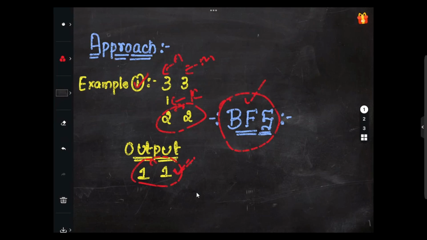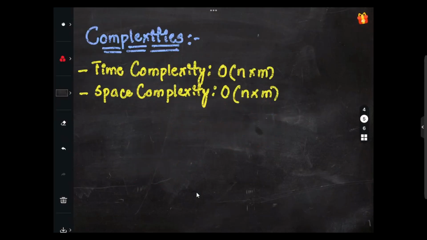Easy, right? This is basically an easy to medium question. So the output that we got here is 1 comma 1, which is equivalent to the output mentioned within example 1, right? So our approach works absolutely correct. As we are completely familiar with the approach, let's quickly discuss the complexities part. What will be the time complexity and the space complexity here?